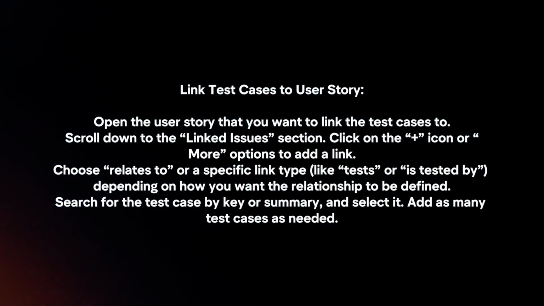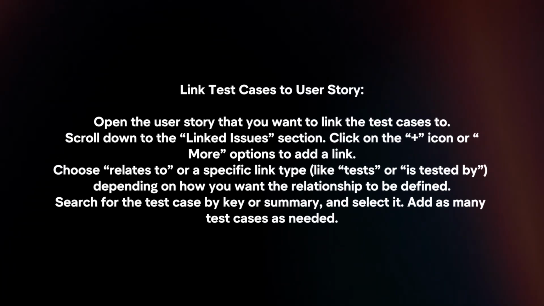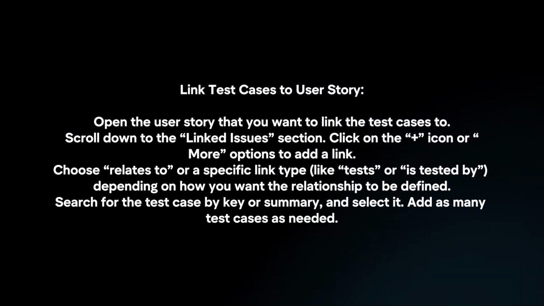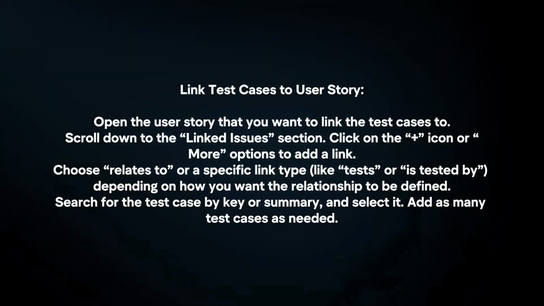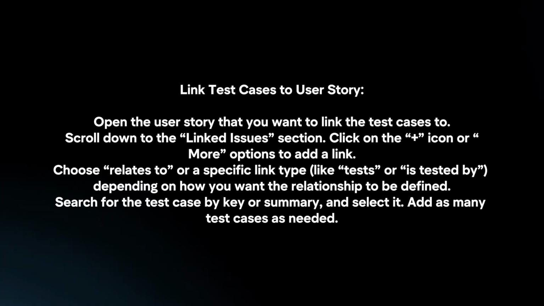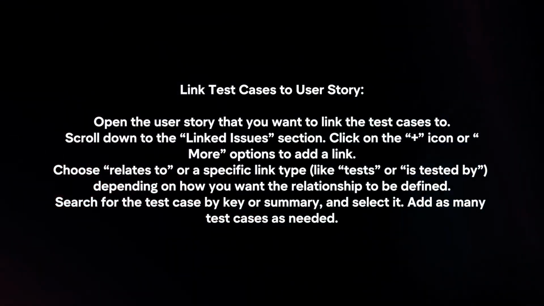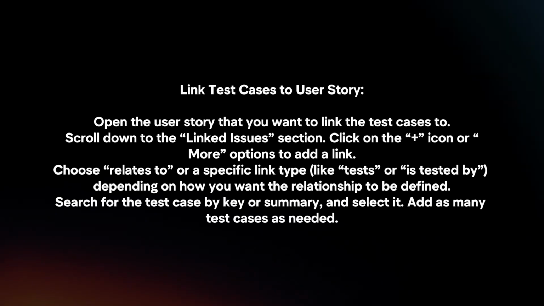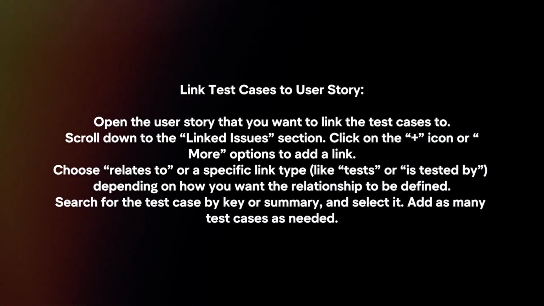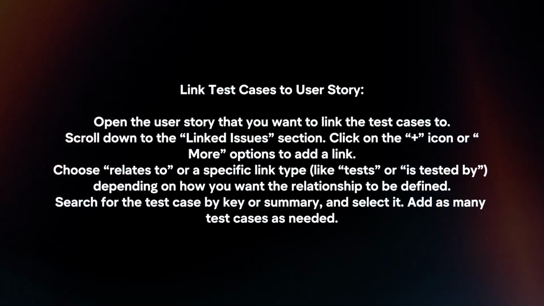Open the user story that you want to link the test cases to. Scroll down to the Linked Issues section. Click on the plus icon or more options to add a link. Choose Relates to or a specific link type, depending on how you want the relationship to be defined. Search for the test case by key or summary and select it. Add as many test cases as needed.